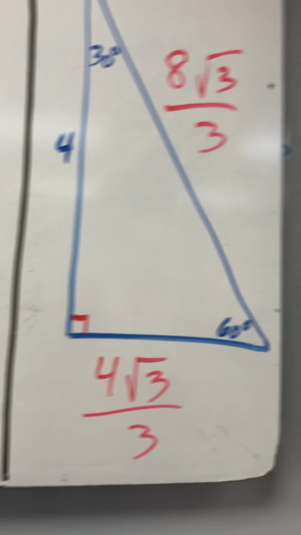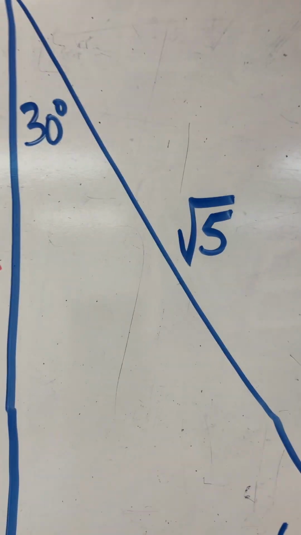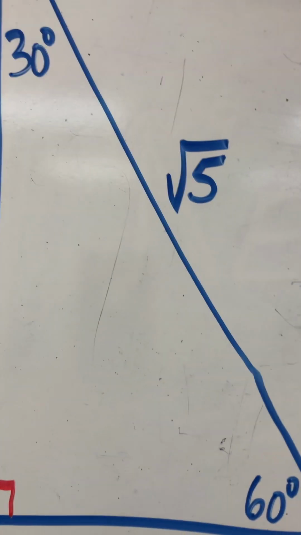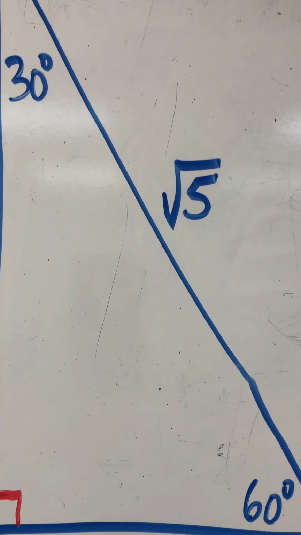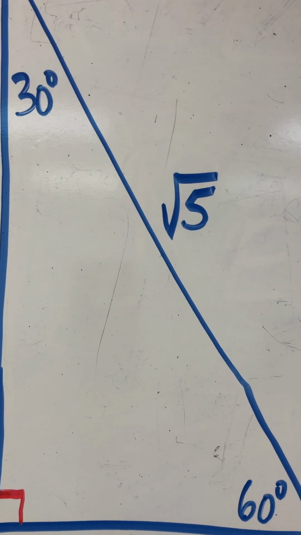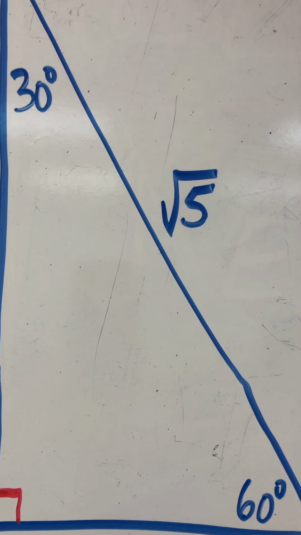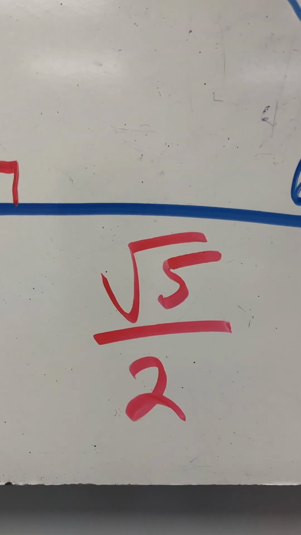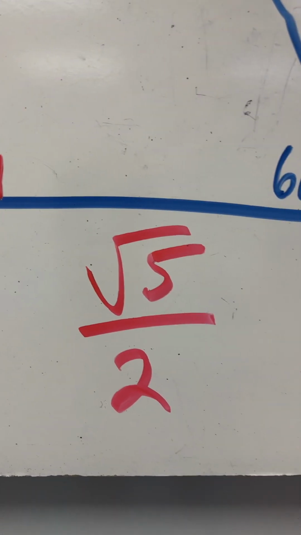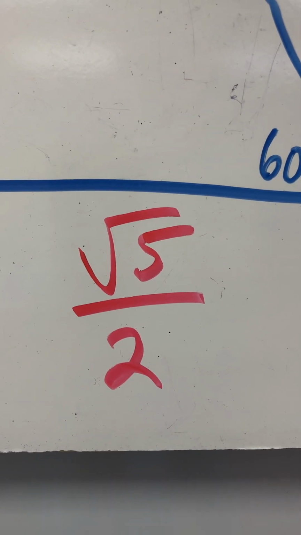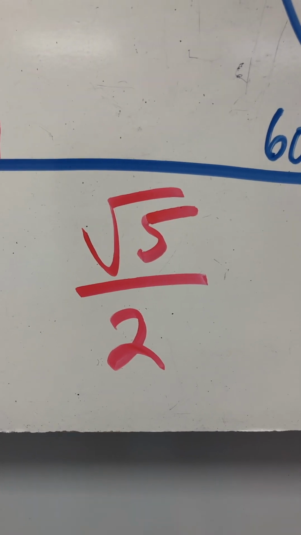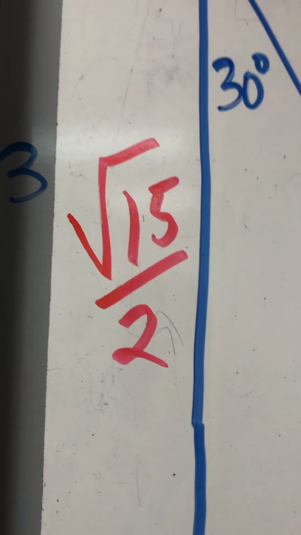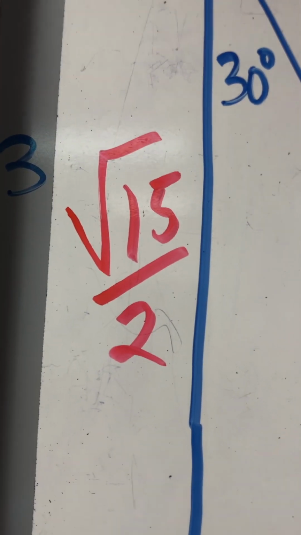Okay. So now, what if you have square root of 5 for the hypotenuse? I've got to divide that by 2. What's square root of 5 divided by 2? Well, square root of 5 over 2. Done. Multiply that by square root of 3. What's 5 times 3? 5 times 3 is 15. Square root of 15 over 2, right?